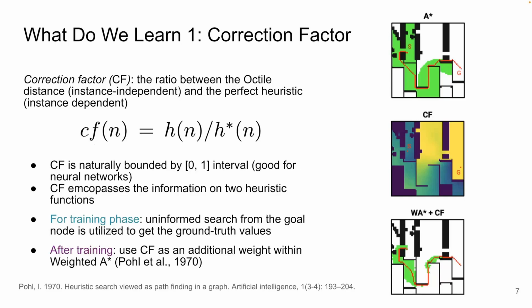First, the correction factor is bounded and lies in the 0-1 interval. Second, the correction factor encompasses more information as it is a combination of both instance-independent and instance-dependent heuristics. To get ground truth CF values, we use an uninformed search from the goal node. At the testing phase, we plug in the correction factor as an additional weight to the weighted A star algorithm.